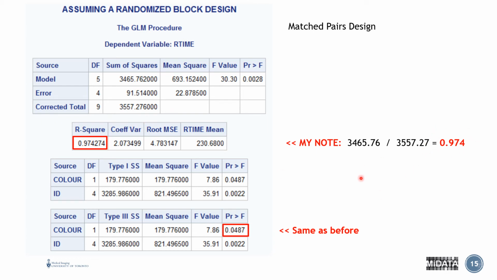That gives you your R-square. Now, if you want to see if there is a significant difference in reaction time between the colors, you would come down to color in the type 3 sums of squares. Always look at the type 3 sums of squares. We'll talk about that a little bit later, but this is the one you will always exclusively look at. Look at the p-value here, and it's 0.0487, and that's the same as when we did the matched pairs design t-test. We got the same p-value. But now the additional information we have is an R-square for your model, which gives you a model fit. How much variability is being accounted for in your dependent variable by the model?